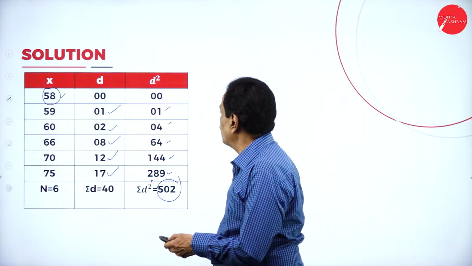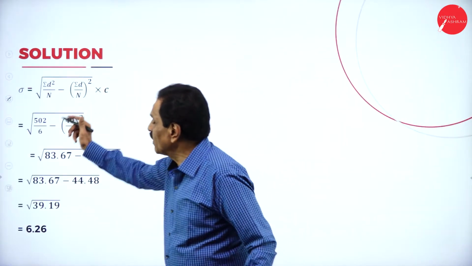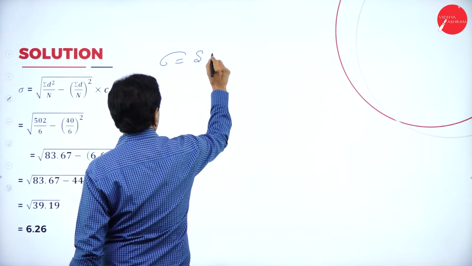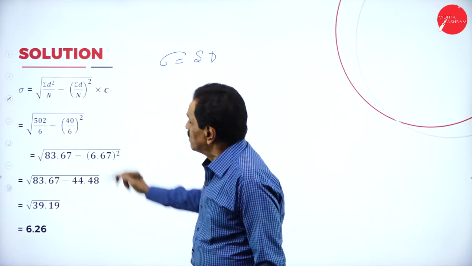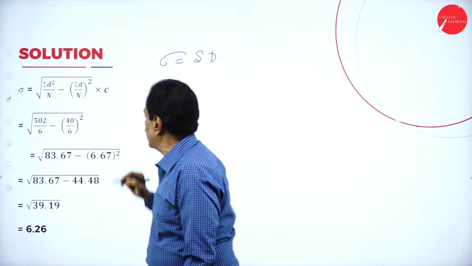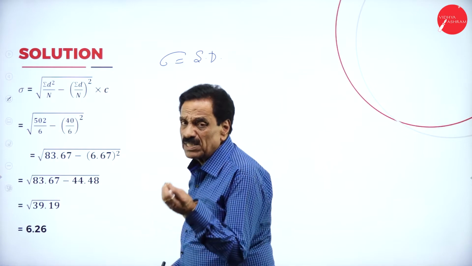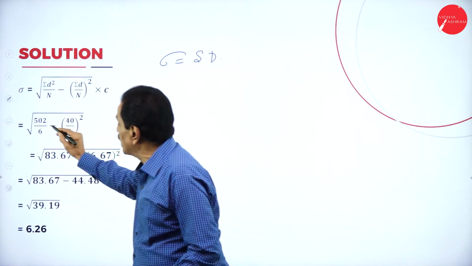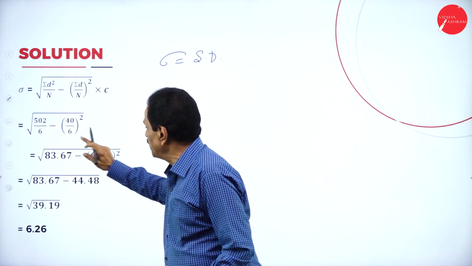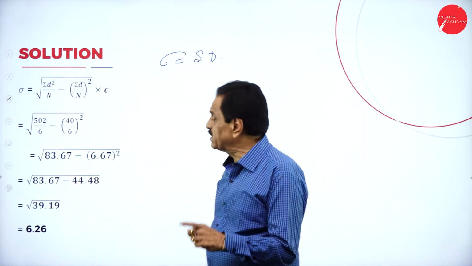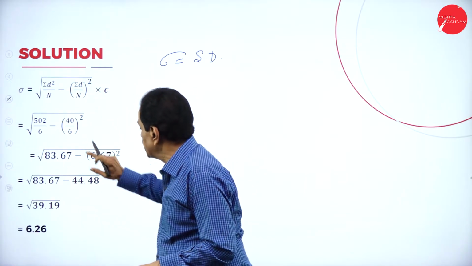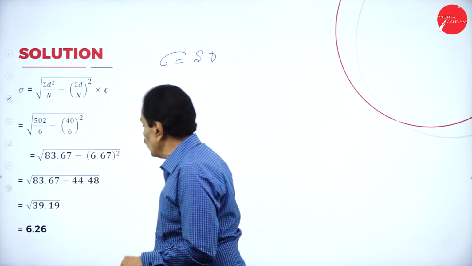Now we'll apply the formula. What's your formula? This represents the standard deviation: square root of sigma d square divided by n minus sigma d divided by n whole square, into c. C does not come here, it's a variation number. What is your sigma d square? 502 divided by 6 minus 40 divided by 6. 502 divided by 6 will come to 83.67. 40 divided by 6 is 6.67, whole square.